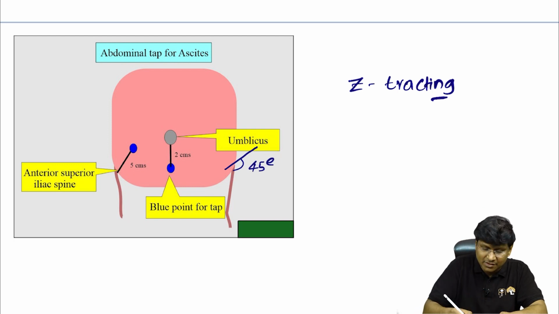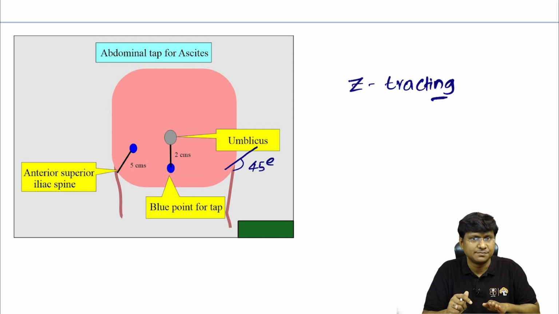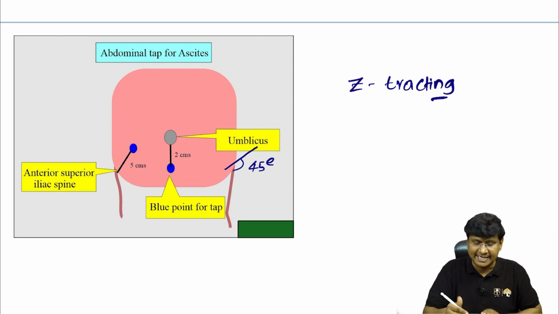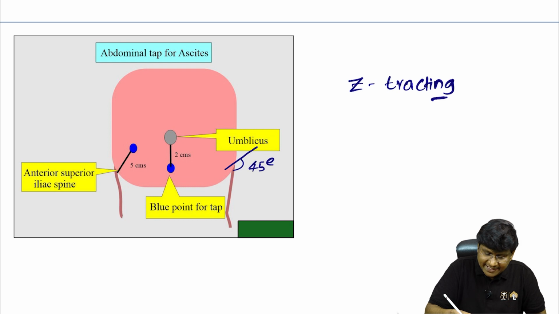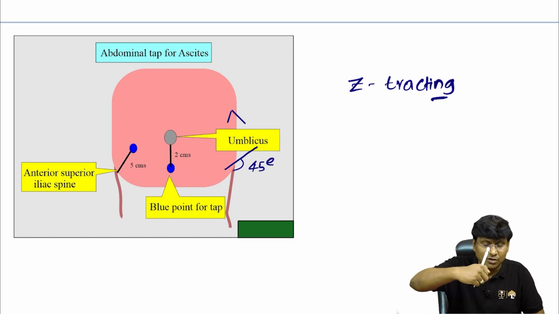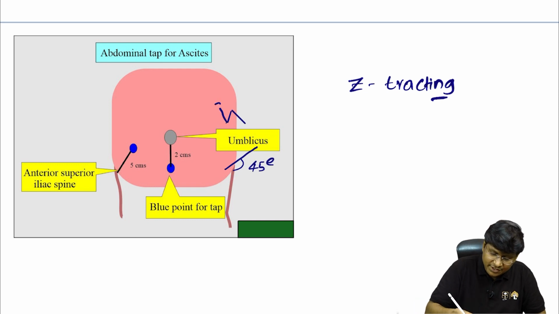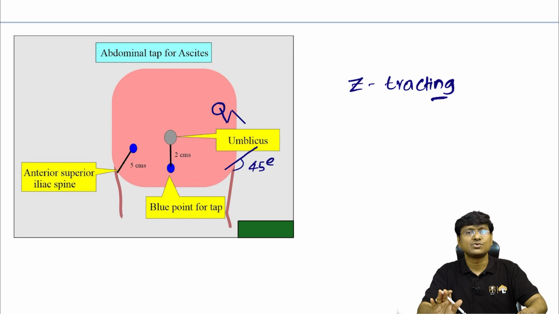To avoid that, you need to give a little pressure over the abdominal wall and push the skin slightly downwards. Then you insert the needle. Then you again change the angle of the needle, and again change the angle of the needle. There you will be reaching the peritoneal cavity. So this is what is called Z tracking.